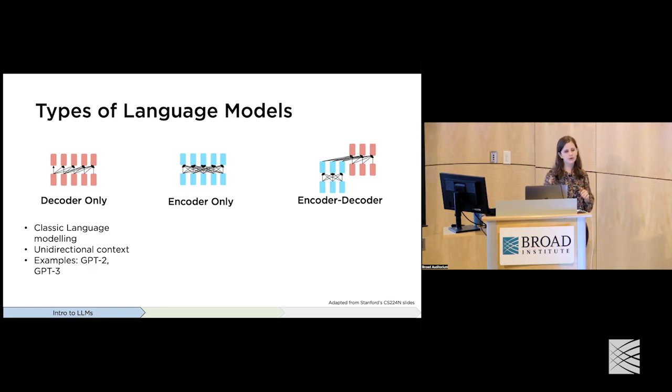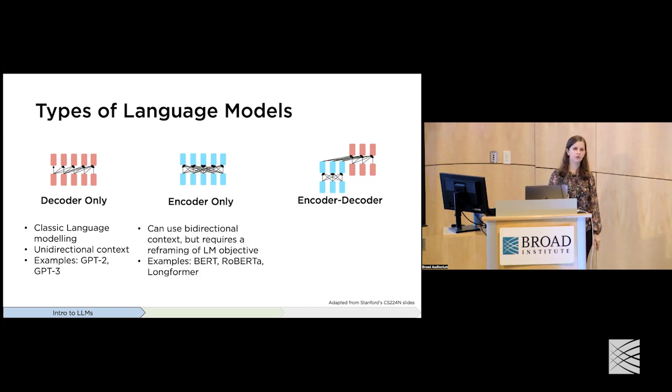There's decoder-only language models, which use the classic language modeling objective that I described previously, where, given a sequence of words, you try to predict the next word. And these models leverage unidirectional context, so you only have access to the left context to predict the next word in a sentence. Some examples of this model architecture include GPT-2, GPT-3, and some others that were developed more recently.